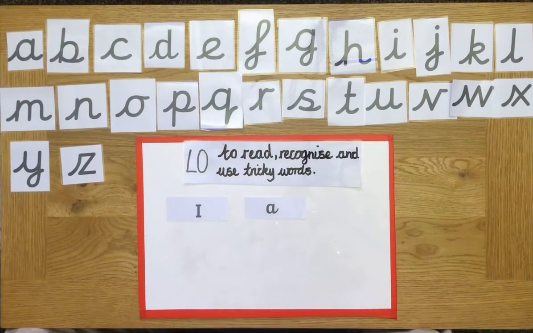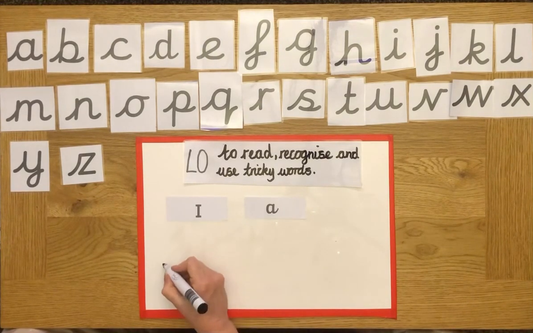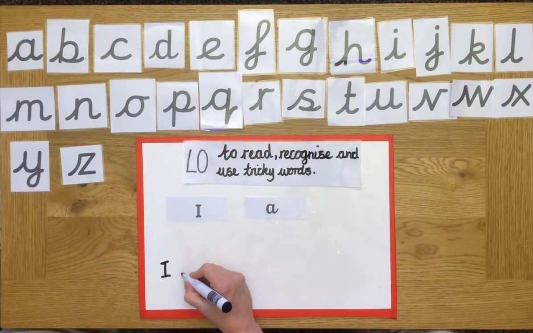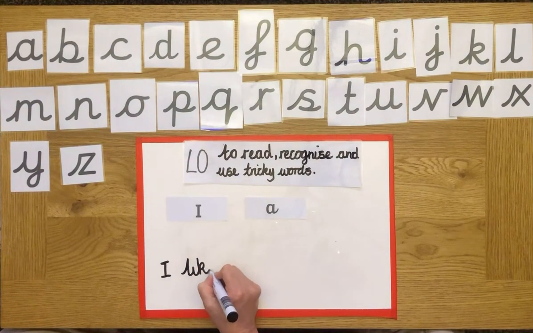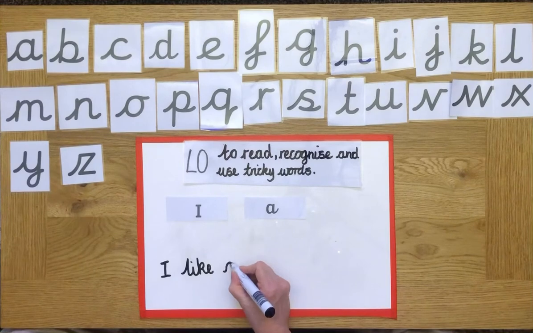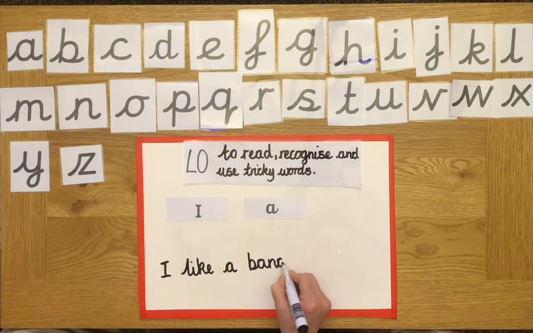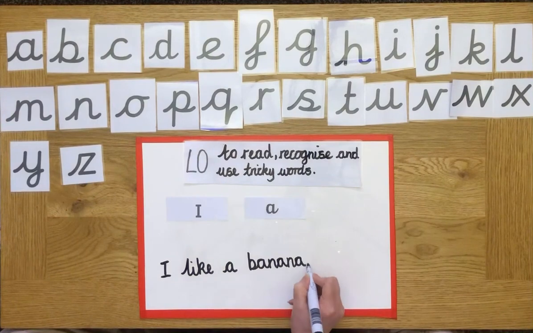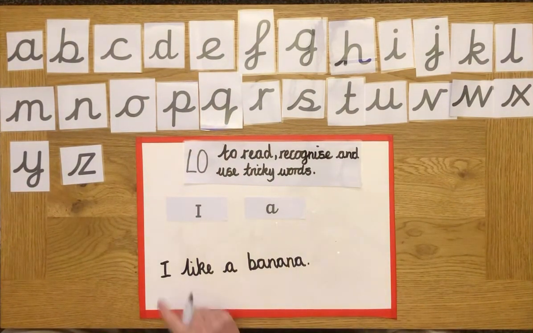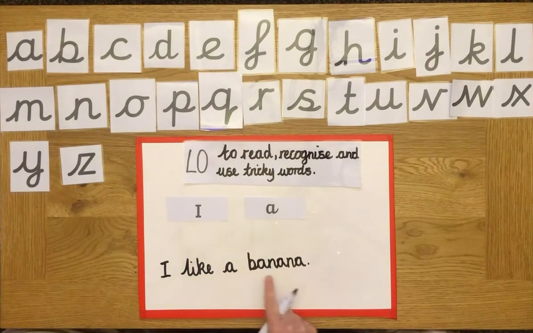Now you may think that looks like the A that we use in phonics, but when it's on its own in a sentence, like I like a banana, you can see that I isn't an I and A isn't an A. I like a banana.